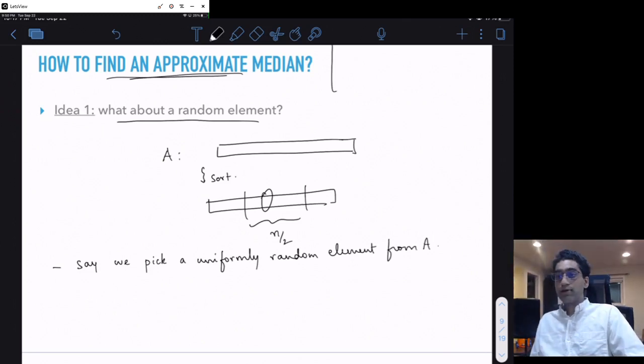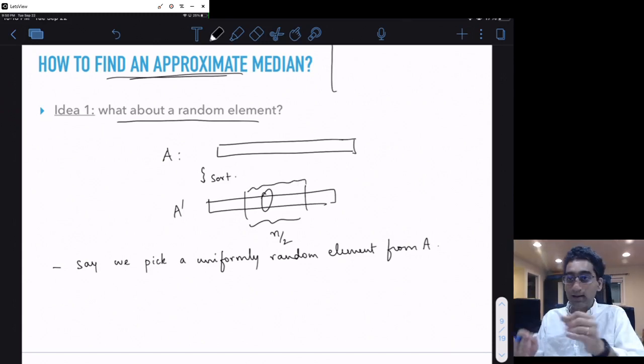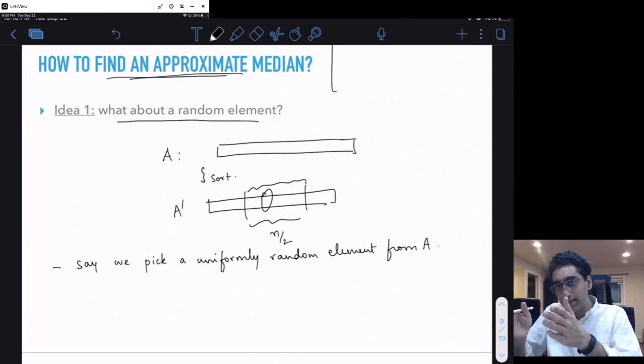Now, let me ask a seemingly easier question. Let's say A prime is a sorted version of A, and I pick a uniformly random element from A prime. What's the probability that it lies in the middle half of the array? If you think about this, this probability is exactly a half. It's like saying I have a dartboard which is like a line, and I throw randomly with equal probability of landing anywhere, and I'm asking what's the probability of landing in the middle half. That would be exactly a half.